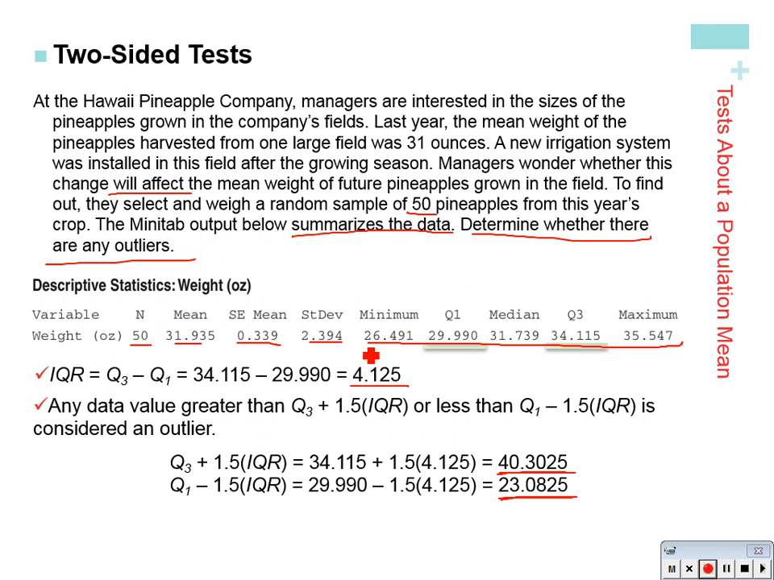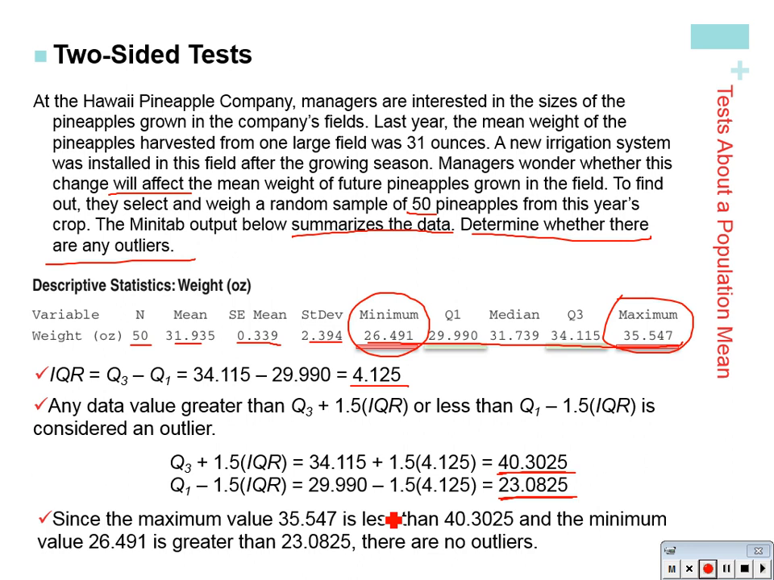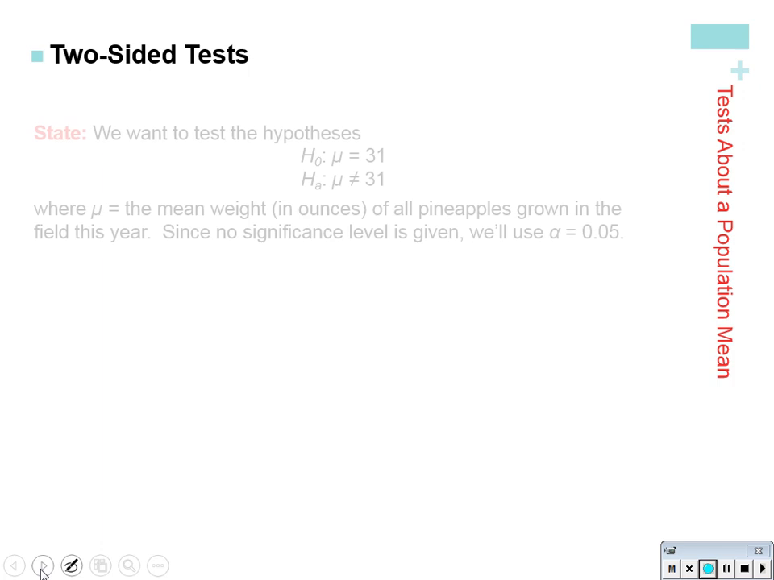So anything that falls either above this number or below this number, we're going to consider those values to be outliers. So if you look up top here at the table, we have a minimum of 26.491 and a maximum of 35.547. So since neither one of those values fall above or below these two indicated values, then it would be safe to say that in this particular instance, mathematically speaking, there are no outliers to this random sample of 50 pineapples.